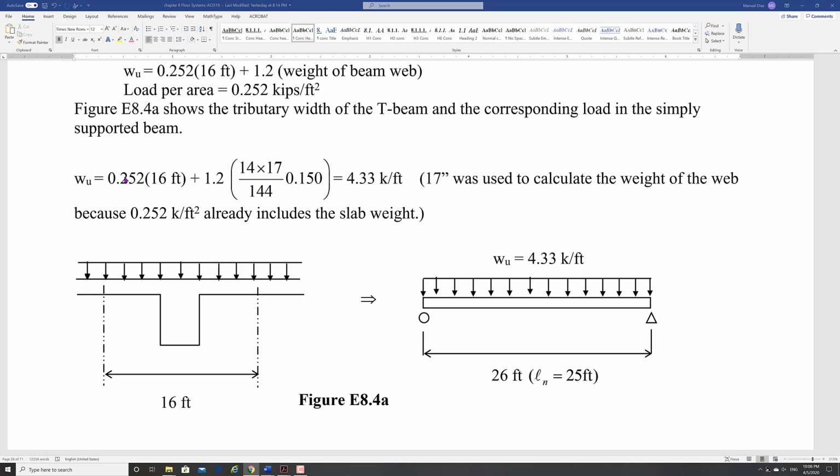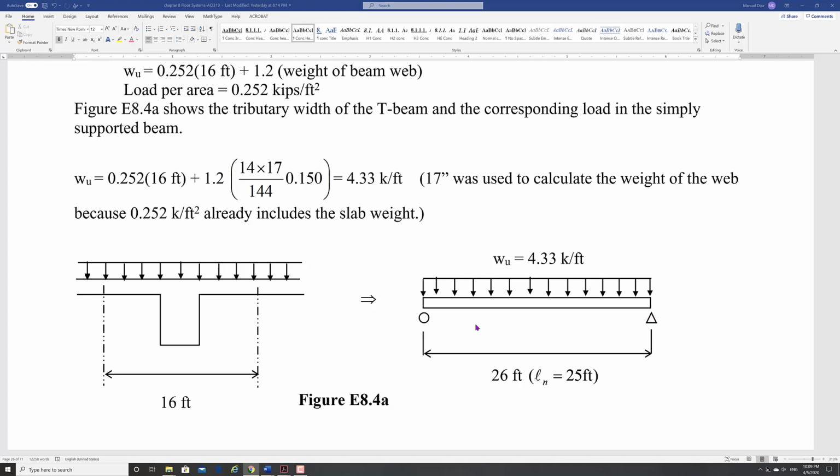So to this weight that is already factored, right? We're going to add the weight of the beam that is below the slab. Right? And we multiply that by 1.2 because it's a dead load. Okay? So that gives us a value of 4.33 kips per foot. So 17 inches again, only the web portion, because the slab weight is already included here. Okay, so now that you have that and you have your load, you're going to put your load in the beam.